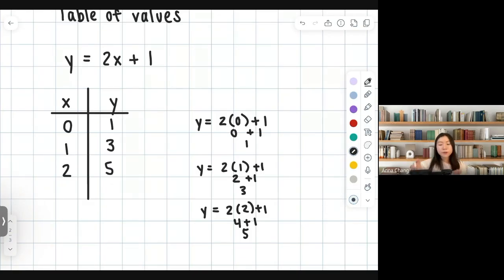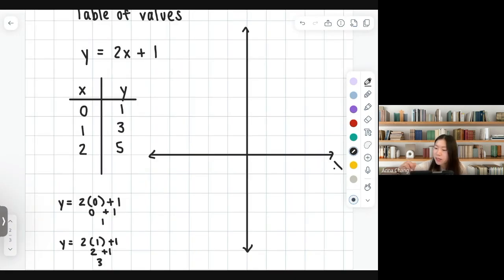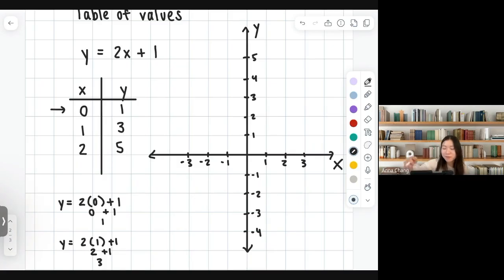Awesome. We filled out the table, and now we have ordered pairs that we can plot and connect with a straight line. Let's go ahead and do that. Label our axes. Okay, let's go ahead and start plotting. Let's start with my first row here. X equals 0, y equals 1. X equals 0 is right in the middle there of my x-axis. Y equals 1. That point is going to be over here.